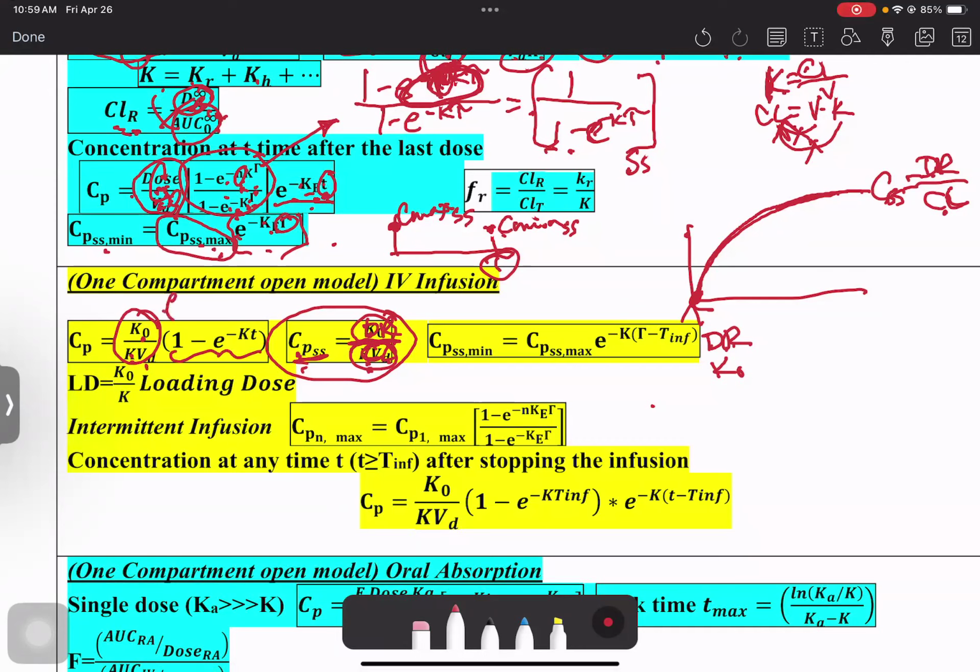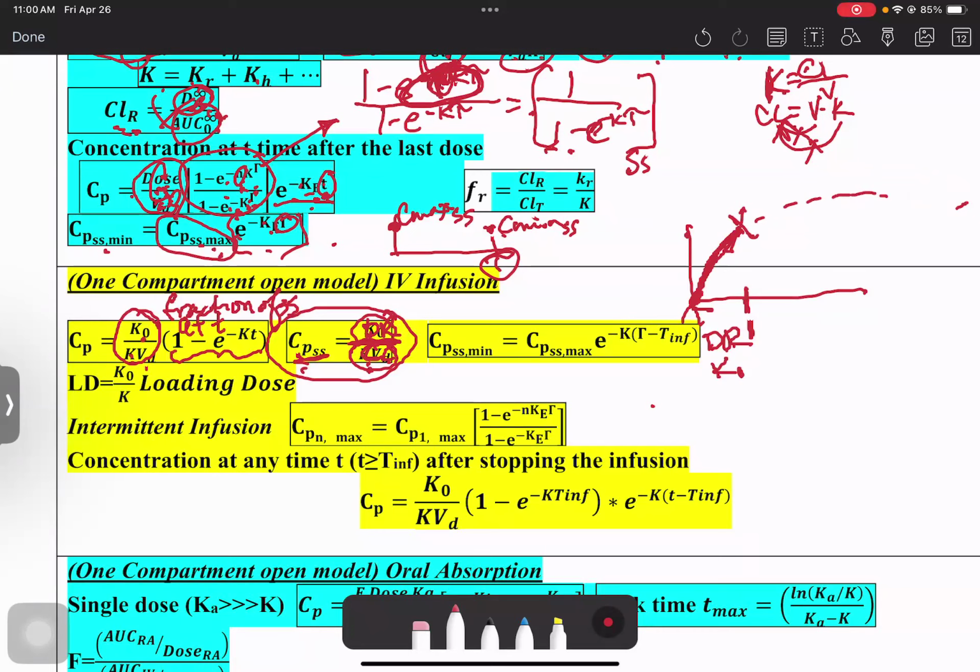What's this? Well, this is the fraction of steady state that you've achieved at time T. So if you're giving your infusion, and let's say you stop it right here, you're not at steady state yet, or maybe you are, but let's say you're not at steady state. So this is 1 hour into the infusion and we stop the infusion. So we don't go on to steady state, right? So we stop the infusion.